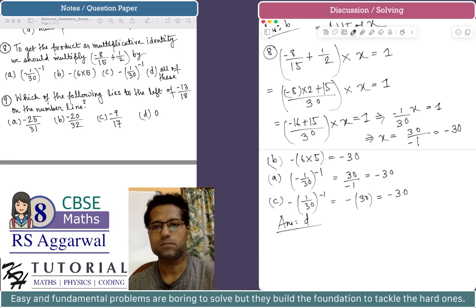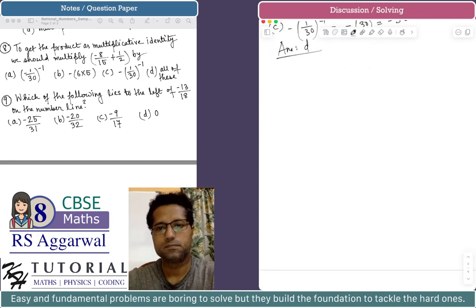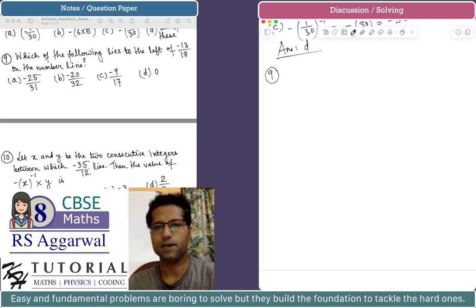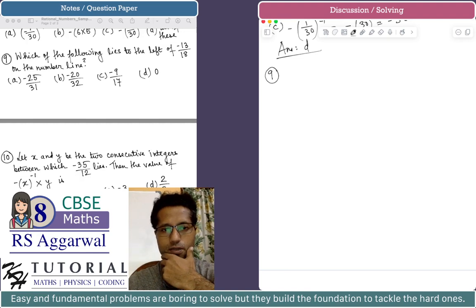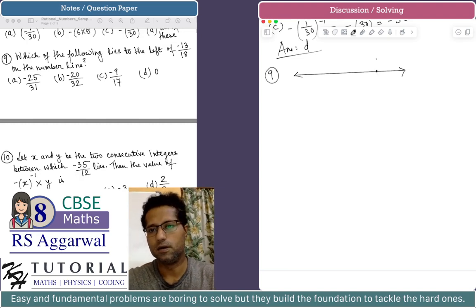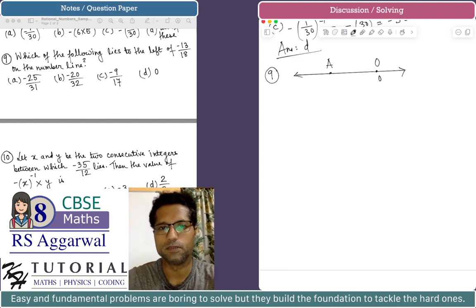Okay. Let's do problem number 9. Which of the following lies to the left of minus 13 by 18? So we have to choose on the number line. Now we know that if we have a number line, minus 13 by 18 is a negative rational number. So this is the origin O representing the number 0, and somewhere here the point A represents the rational number minus 13 by 18.